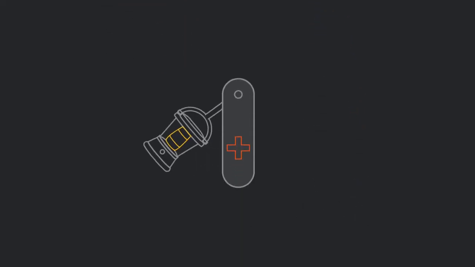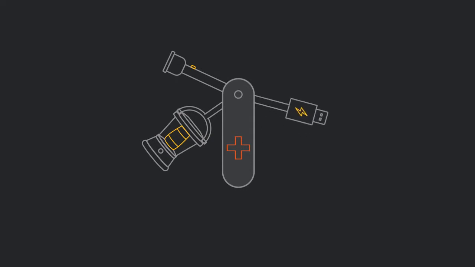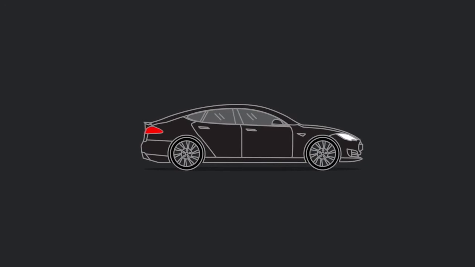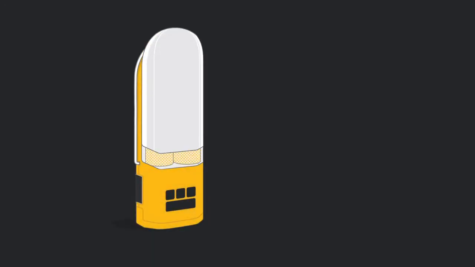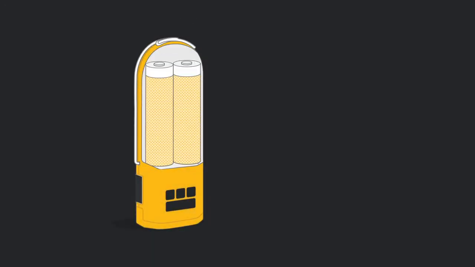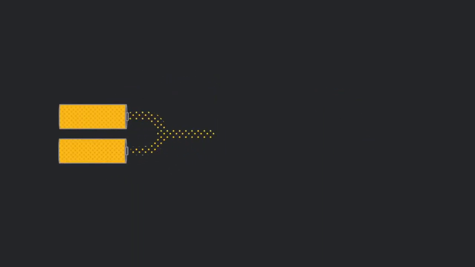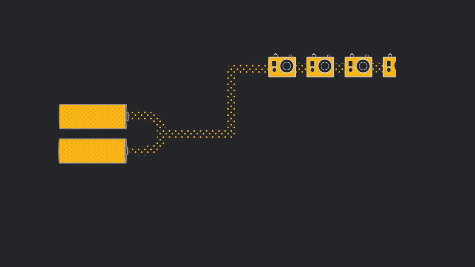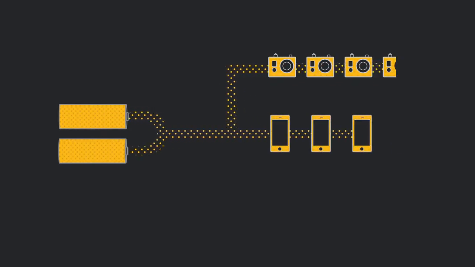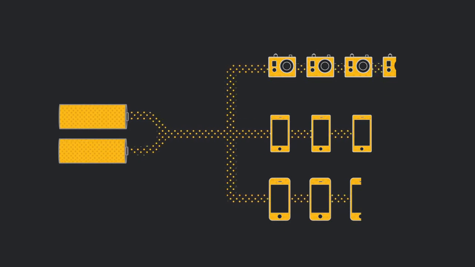With all this multifunctionality, BioLite's engineers determined the best battery for the job was the 18650. That's the same battery used in the Tesla Model S. Two of these powerful lithium-ion batteries are inside each PowerLight, giving you 16 watt-hours of storage. And what does 16 watt-hours mean? Well, the PowerLight can provide 3.5 GoPro charges, refill 3 iPhone 5Ss, or fill up 2.5 iPhone 6s.